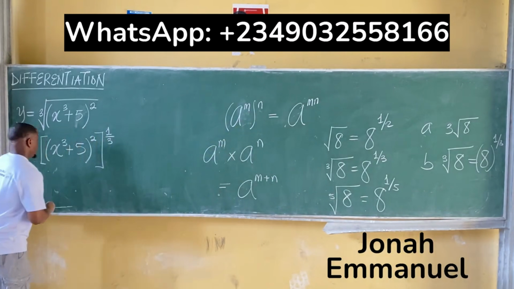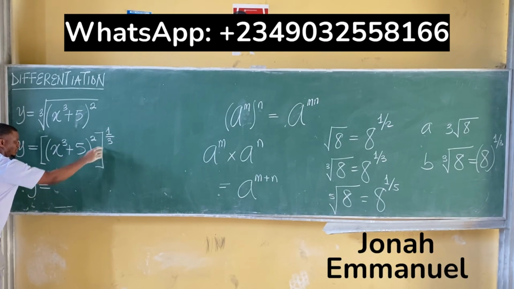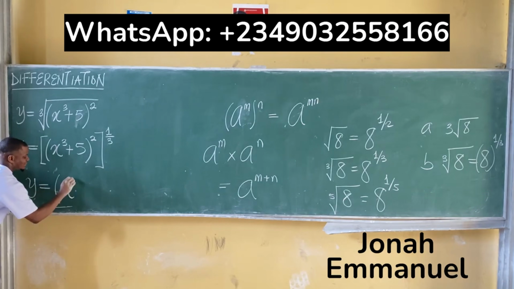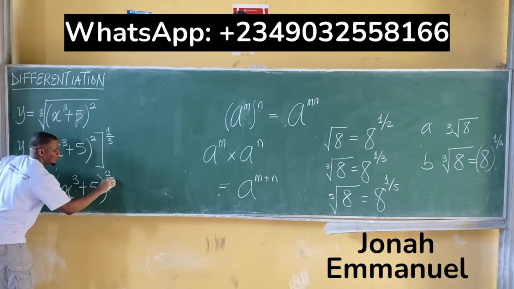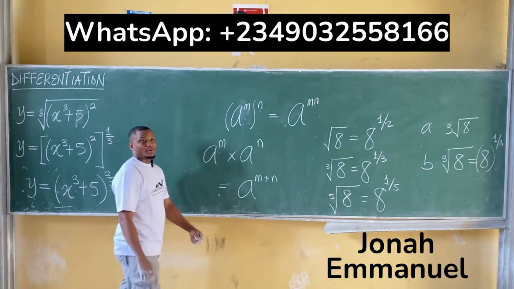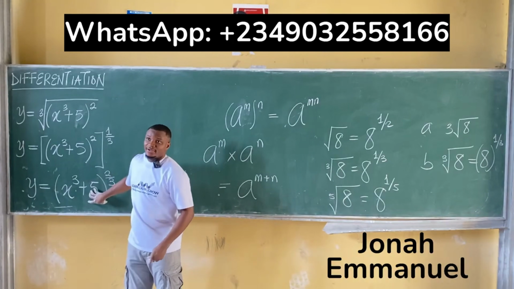What does it mean? It means that from here, if I expand again, y will be equal to 2 times 1 over 3. What do you get there? (x cubed plus 5) to the power 2 over 3. That's it. So your task is to move from here to here. That's your task.